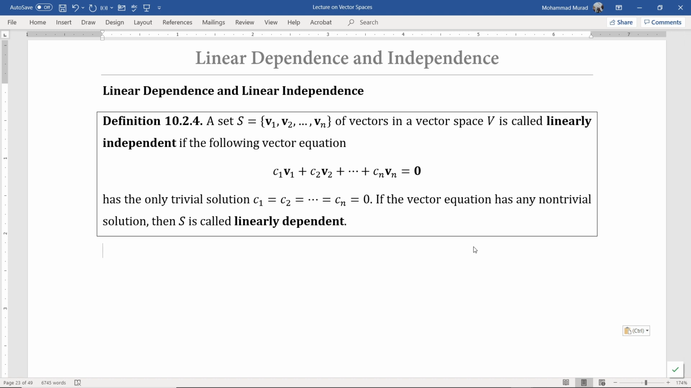Linear dependence and independence. A set S of vectors in a vector space V is called linearly independent if the following vector equation has the only trivial solution: C sub 1 equals C sub 2 equals all the way up to C sub n equals 0. If the vector equation has any non-trivial solution, then the set S is called linearly dependent.